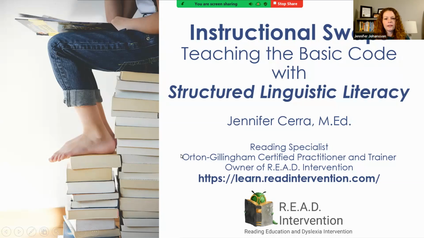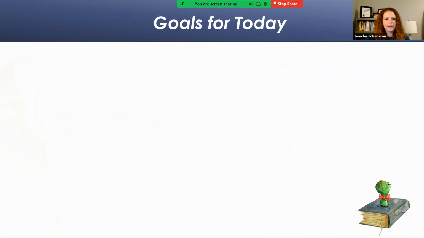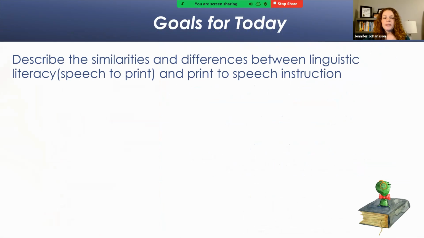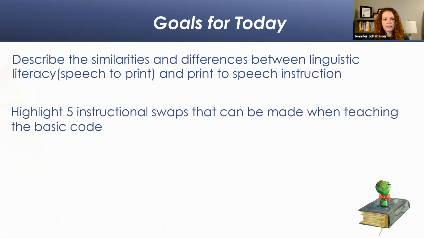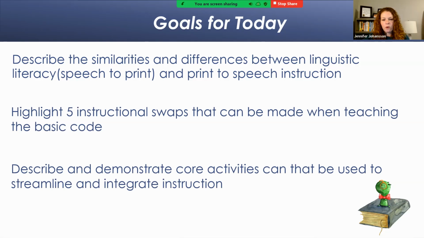So let's get started. So here are our goals for today. The first thing I'll do is describe the similarities and the differences between linguistic literacy, which is what I'm going to be calling it for short, that speech to print approach, and the print to speech instruction. I'm going to highlight 5 instructional swaps that can be made when teaching the basic code. And what I mean by the basic code, we'll get into more specifically in a minute. And then we'll describe and demonstrate core activities that can be used to streamline and integrate instruction. So those are the goals for today.